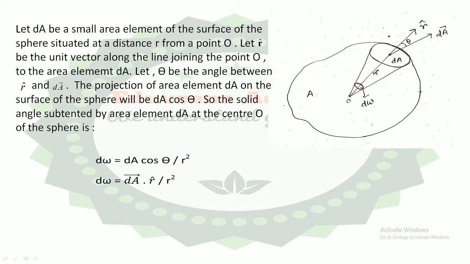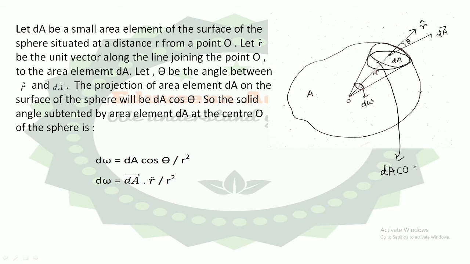So as this r and dA differ by an angle theta, the two planes, dA and this plane, will be differing by an angle theta. So these two planes differ by an angle theta as r cap and dA differ by an angle theta. This plane is basically the projection of dA on the surface of the sphere. So this plane is basically dA cos theta.